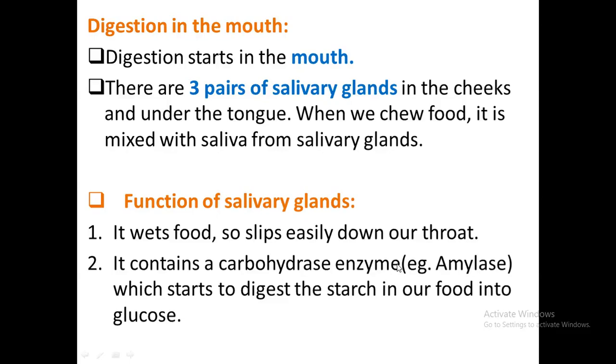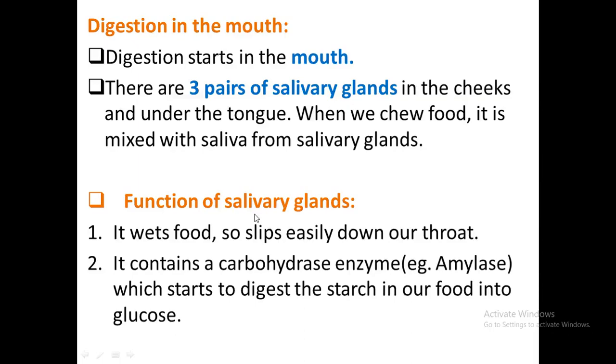Our digestion starts in the mouth. Inside our mouth two types of digestion occur. One is the physical digestion, which is done by the teeth, and the other is the chemical digestion, which is done by the saliva, which is released from the salivary glands. We have three pairs of salivary glands in the cheeks and under the tongue. When we chew the food, it is mixed with the saliva from the salivary glands.